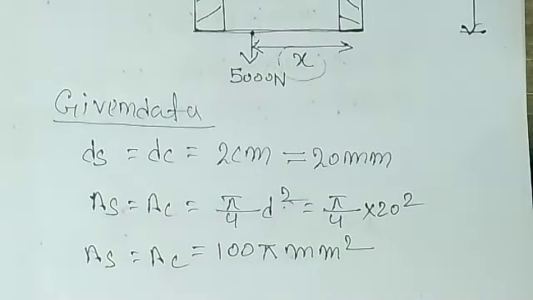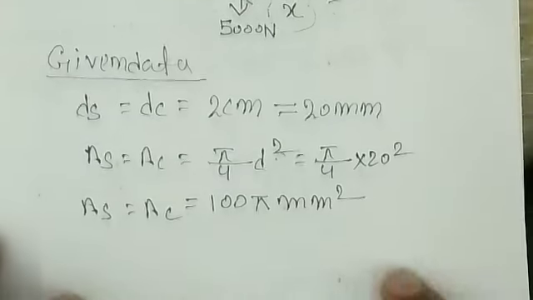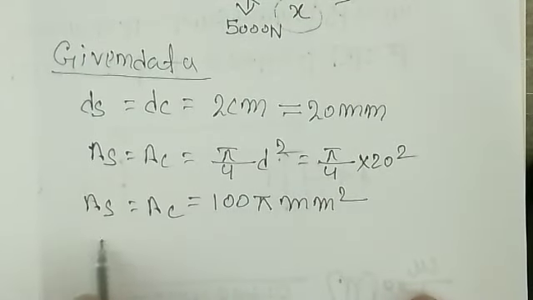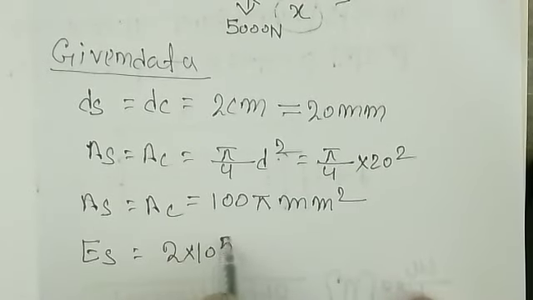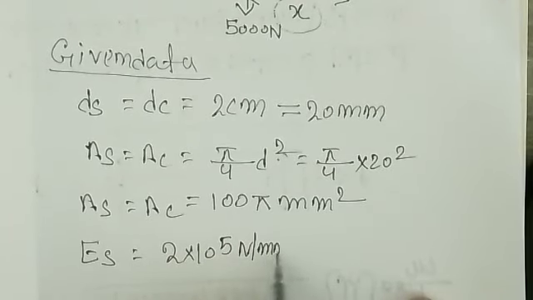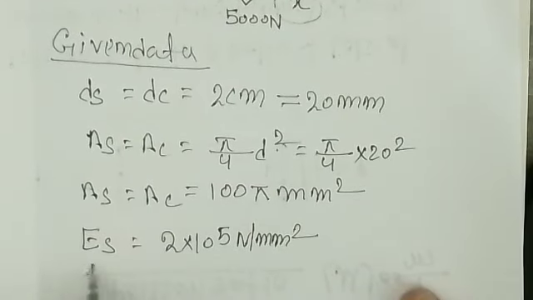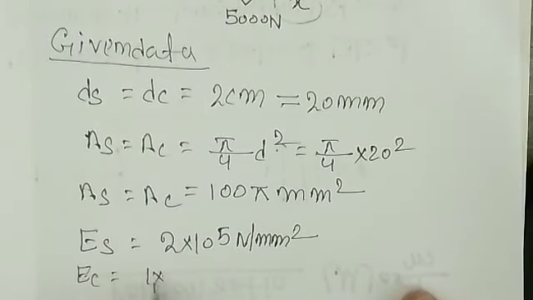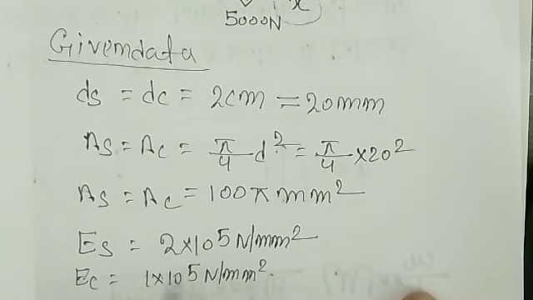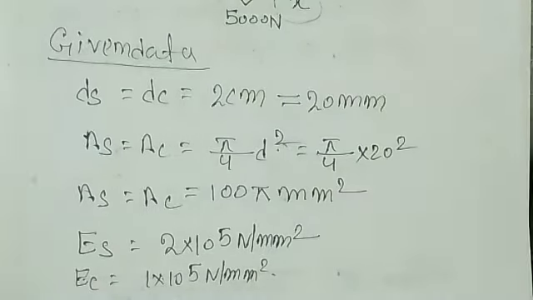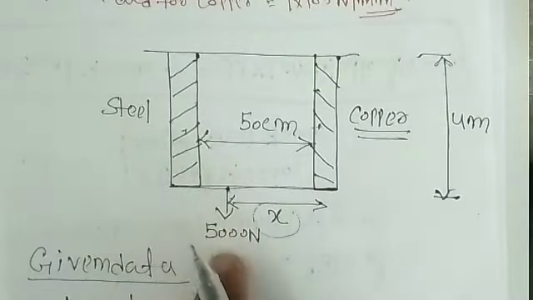Next, you are given the Young's modulus for steel and the Young's modulus for copper. Let us take the Young's modulus for steel, Es, as 2 into 10 to the power of 5 Newton per mm square, and the Young's modulus for copper, Ec, as 1 into 10 to the power of 5 Newton per mm square. Next, the total load on the composite bar is 5000 Newton, which is P.